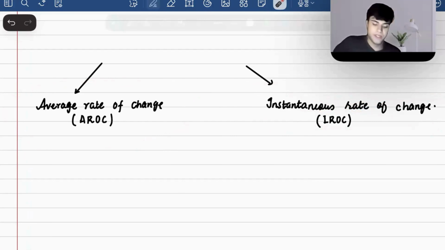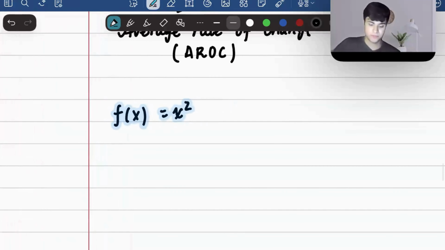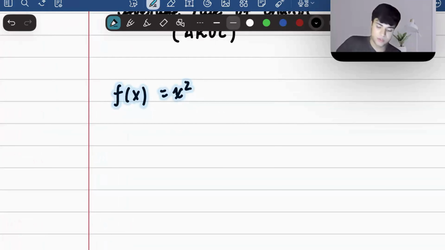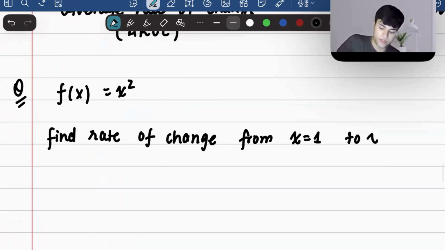Okay, let's say I have a function, f of x equals x squared. Let's take an easy function. And the question goes on, and they say, find the rate of change from x equals 1 to x equals 3.